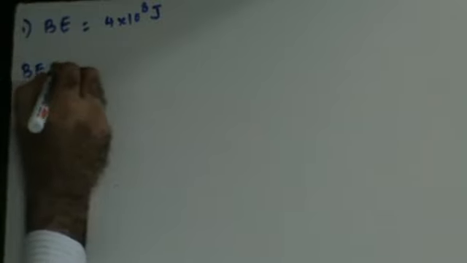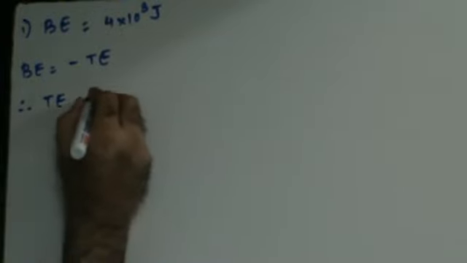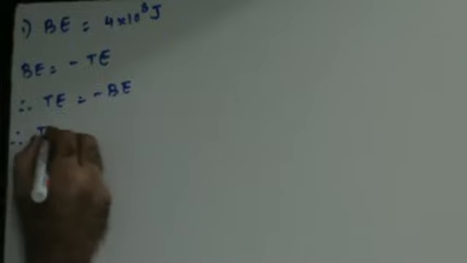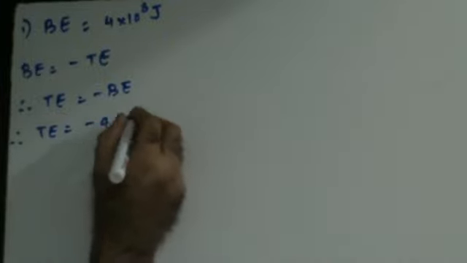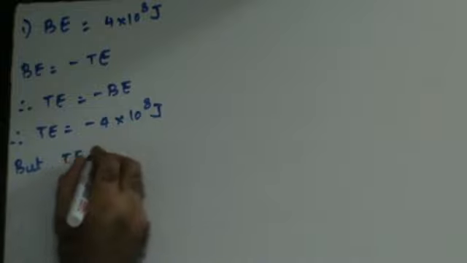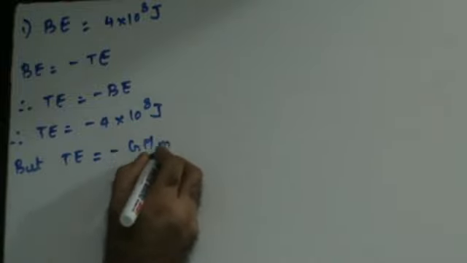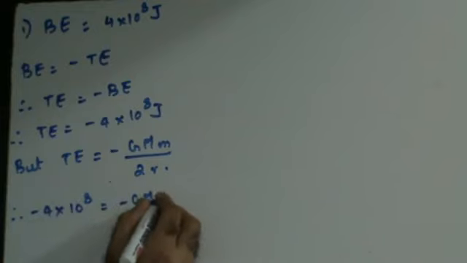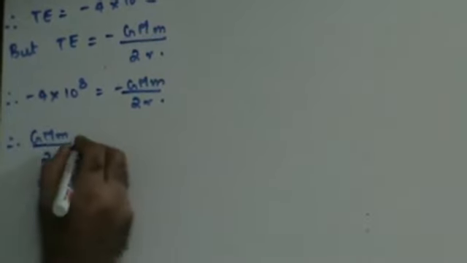Now we know that binding energy is nothing but negative of total energy. Therefore, I can say that total energy is minus binding energy, which is minus 4 into 10 raised to 8 joules. Right? But total energy is also given by the formula minus GMm upon 2R. Therefore, minus 4 into 10 raised to 8 is minus GMm upon 2R. Therefore, GMm upon 2R is 4 into 10 raised to 8 joules.